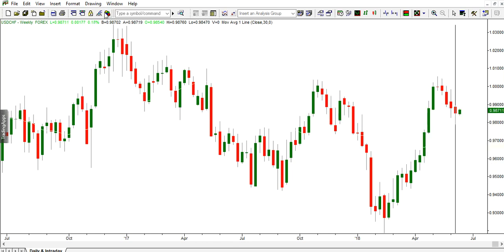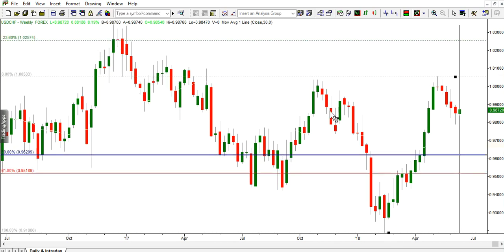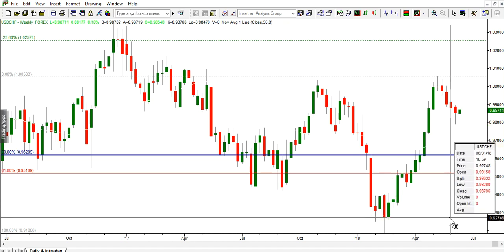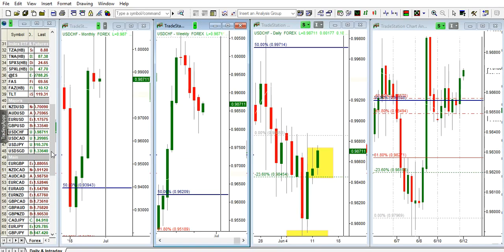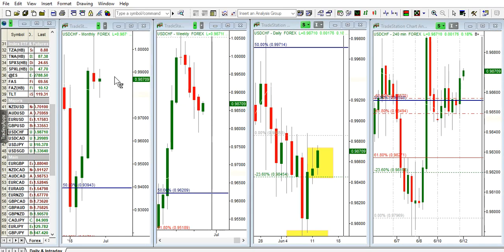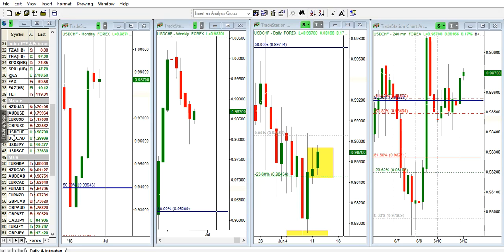this level was not defended, which would suggest lower prices for the US dollar Swiss franc, down to possibly even the previous lows here. That's what technically smart money is suggesting. Now we'll see what happens, especially with this news. This market could go higher and then come back and trade into the 0.9620, right?